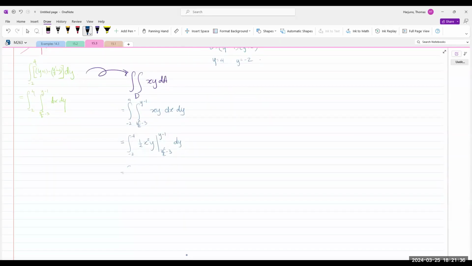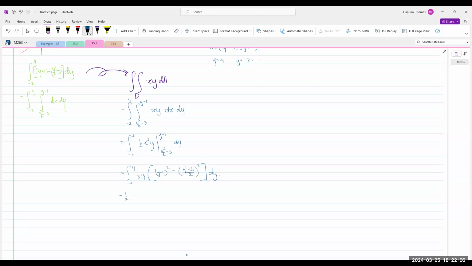I get the integral from -2 to 4 of 1/2 y, the y squared, I'm sorry, x squared, replace it by y minus 1, that's y minus 1 squared, minus y squared minus 6 over 2, squared, dy.